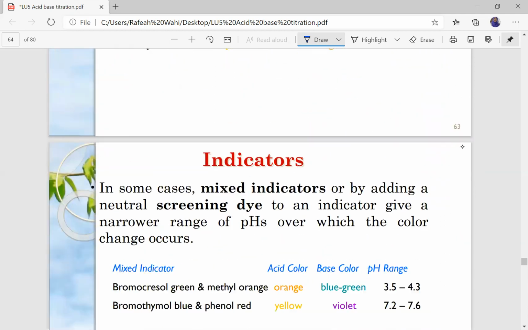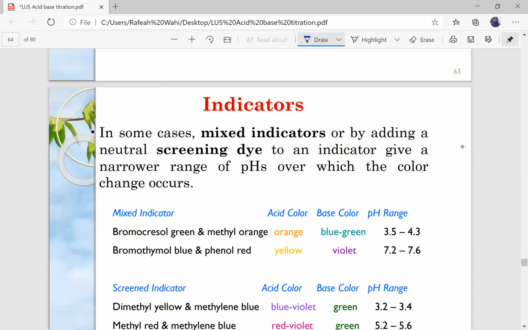However, if you combine bromocresol green and methyl orange as a mixed indicator, you will narrow down the pH range that can be detected for the endpoint of a titration.